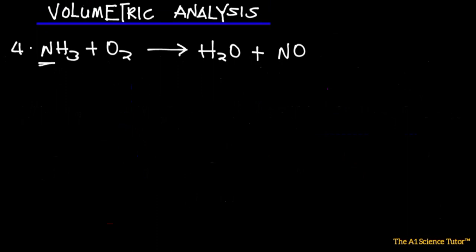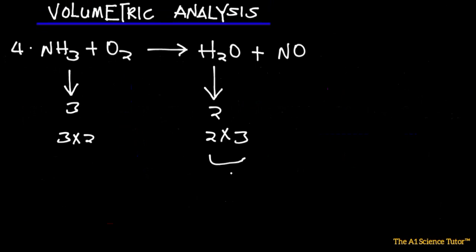So nitrogen should be balanced first. In this case, nitrogen is already there, so there is no problem with that. And there is a problem with hydrogen. There is 3 hydrogens on the left-hand side, while there is only 2 on the right-hand side. So we got 3 here, while there is 2 here. As you know, this should be 3 multiplied by 2, and this should be 2 multiplied by 3, right? That means we need to form 6 hydrogens on both sides.